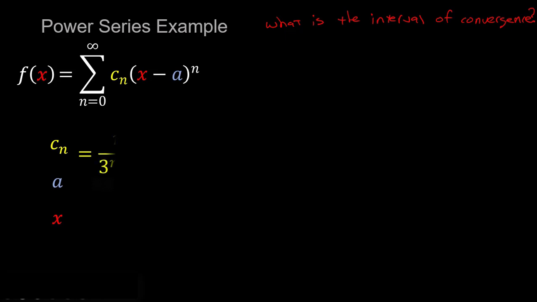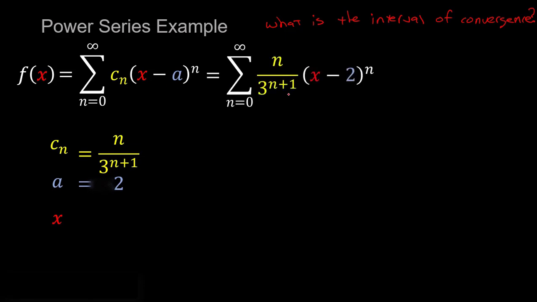So our C sub n is going to equal n over 3 to the n plus 1 quantity, and our a is going to equal -2, which will be our center. And our x, of course, is still our variable. So plugging our C sub n in up here and our a in up here, our power series becomes this. Now our question is, what is the interval of convergence here?